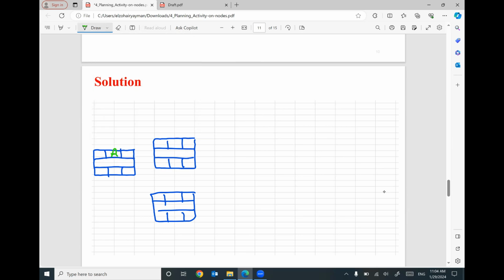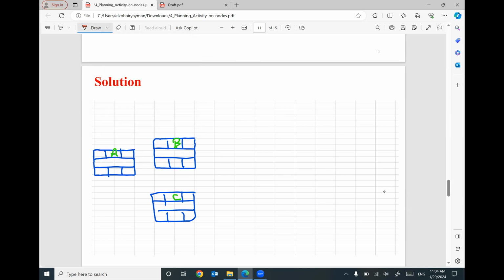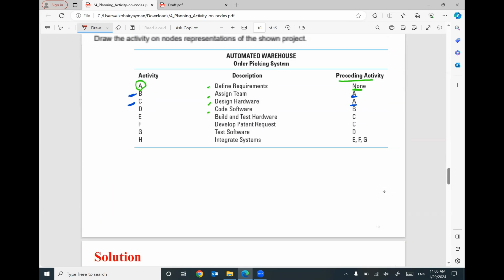So this is B and this is C. We have a relationship finish to start. So the finish of A means the start of B. The finish of A means the start of C. That makes sense? Then after B and C, we have D has a predecessor B.